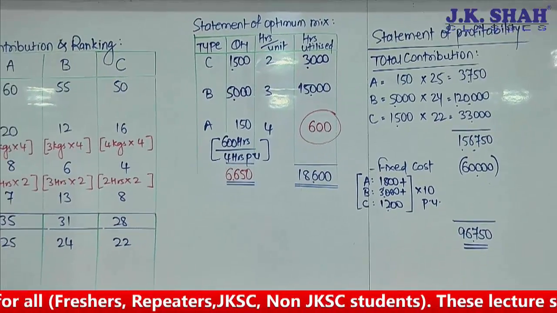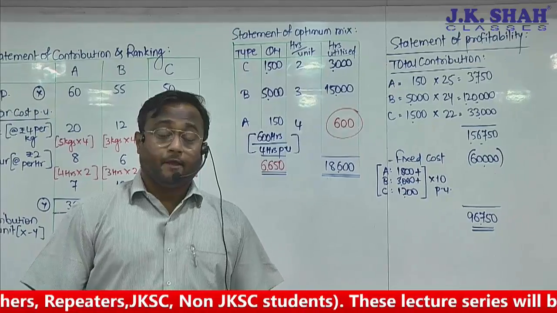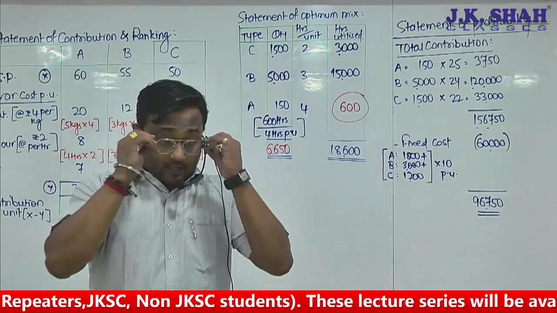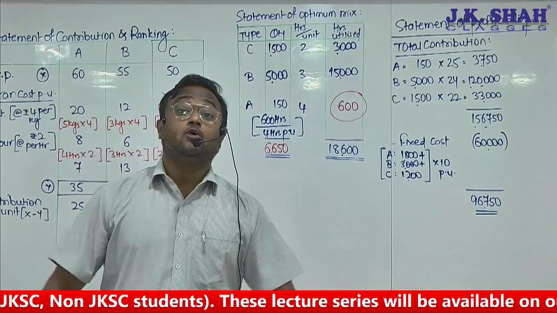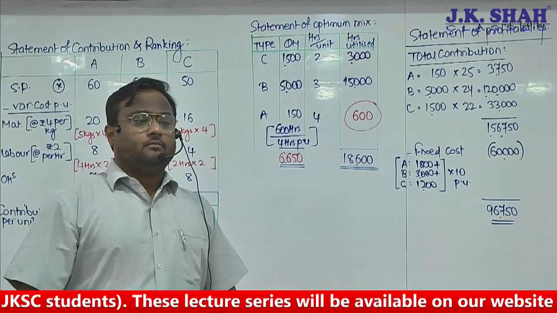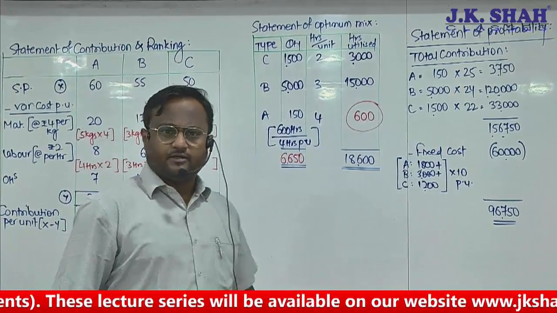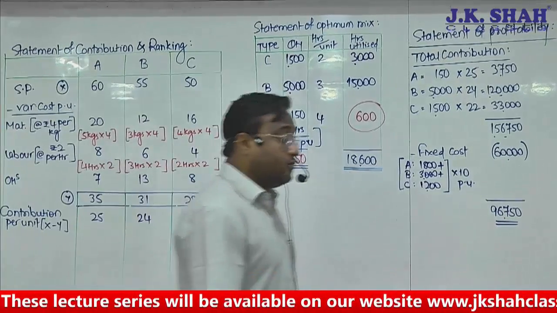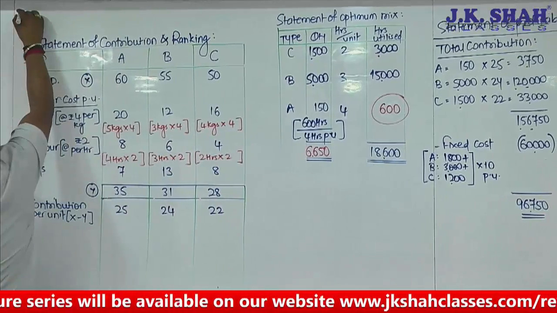So, now, what is the next part of the question? Your next part of the question says that material is a key factor and you have 30,000 kgs of material available. That means material is a key factor. Okay, that means I'm starting with a different calculation. This is point number 2.